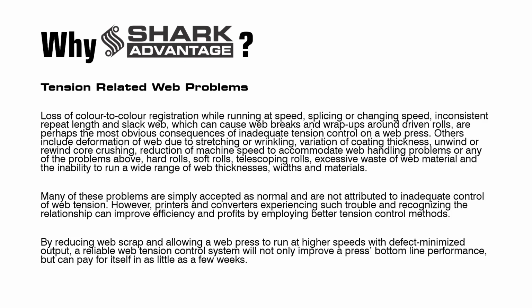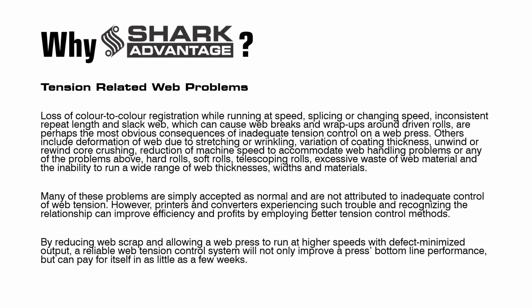Others include deformation of web due to stretching or wrinkling, variation of coating thickness, unwind or rewind core crushing, reduction of machine speed to accommodate web handling problems or any of the problems above, hard rolls, soft rolls, telescoping rolls, excessive waste of web material, and the inability to run a wide range of web thicknesses, widths, and materials. Many of these problems are simply accepted as normal and are not attributed to inadequate control of web tension.